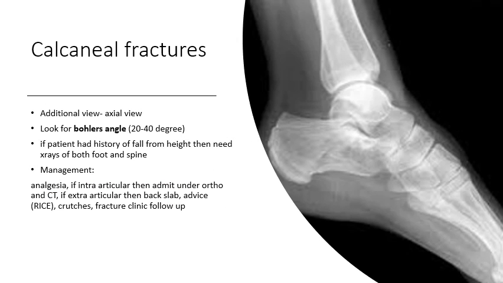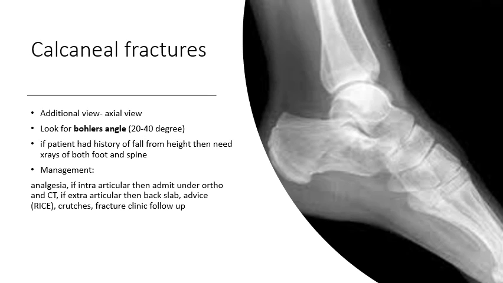Now, calcaneal fractures. You need AP, lateral and an axial view in calcaneal fractures. Look for Bohler's angle. Normal Bohler's angle is between 20 to 40 degrees. If it is less or more, it is abnormal. You need to know Bohler's angle. Who would calculate? It is a part A question.